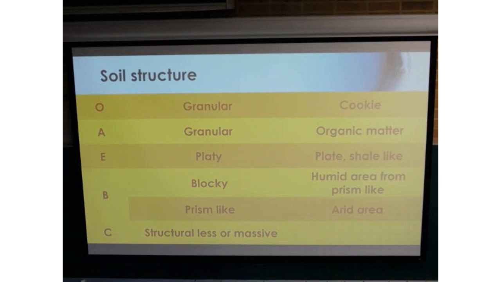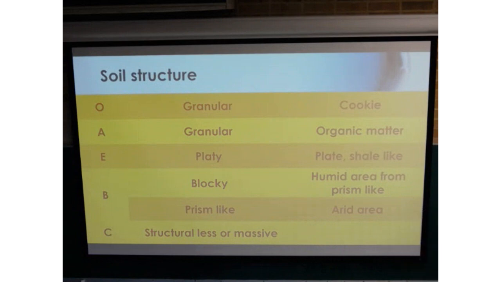And then platy types, the plate shape of a soil structure, we call platy types, and we find them in the E horizon. Blocky and prismatic, prism-like or prismatic, we call them also.